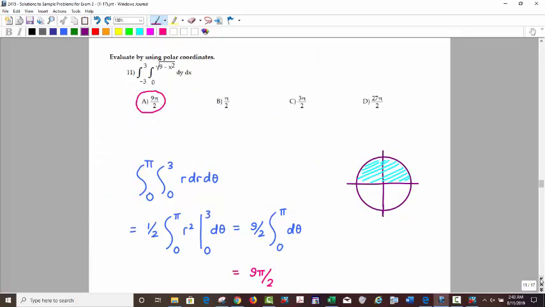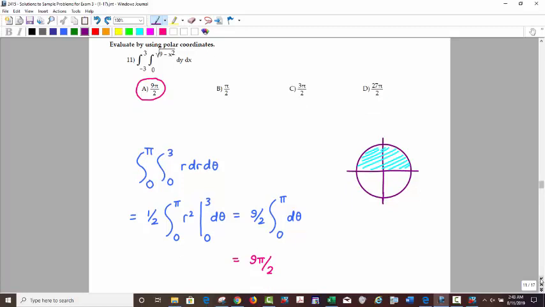Evaluate by using polar coordinates. This one's a pretty easy one. Now, y equals the square root of 9 minus x squared. It's the same thing as x squared plus y squared equals 9, which is, of course, a circle. So I drew that circle. And since y is going from 0 to that square root, that means I know it's just the upper half.